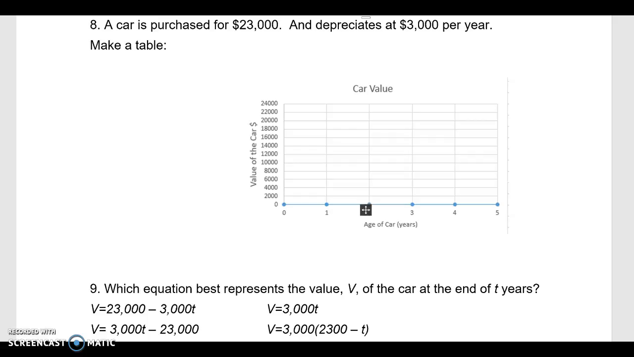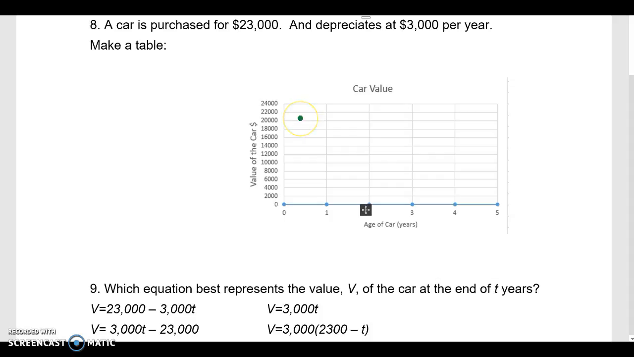All right, so today at this station, we're going to work on writing and graphing linear relationships. So that means we're taking the situation and putting it in an equation or putting it on a graph. So I want to start by making an equation out of a situation. So here it says a car is purchased for $23,000 and depreciates at $3,000 per year.